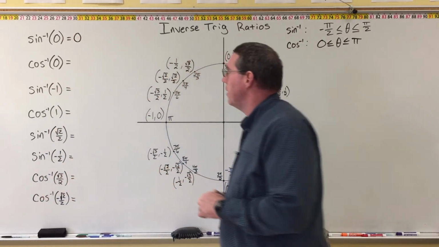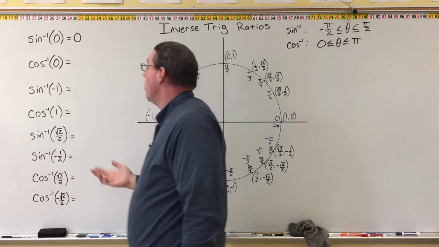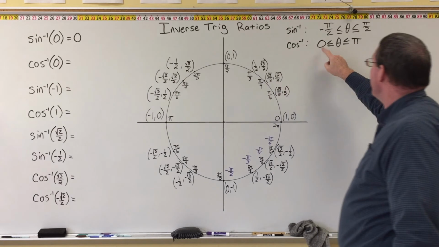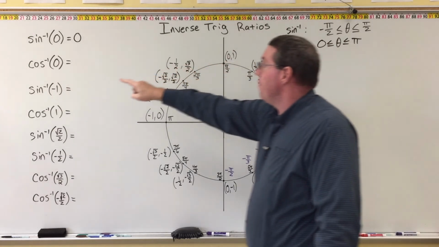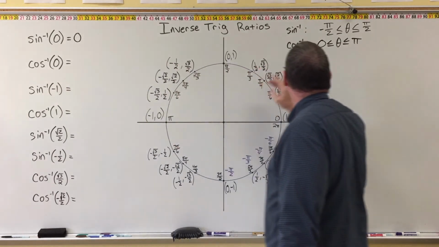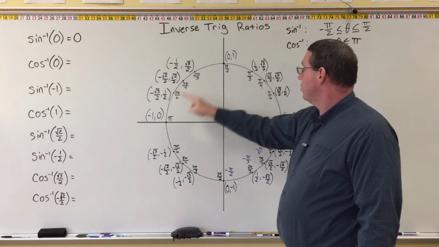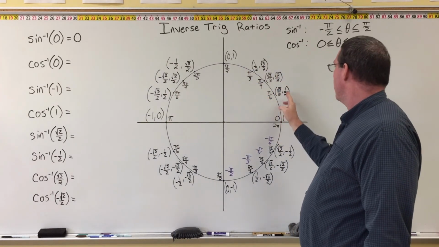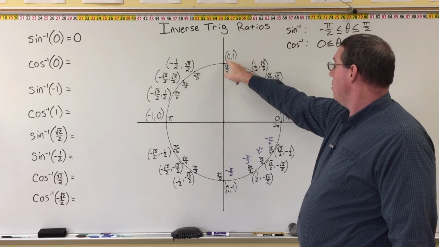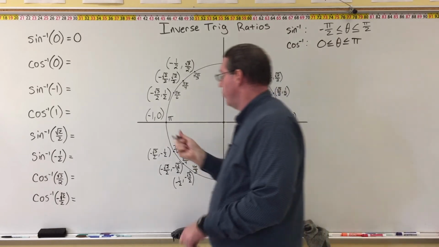Well, how about cosine inverse of 0? Now, this is saying what angle measure between 0 and pi gives you an x coordinate of 0. From 0 over to pi, somewhere in here, our x coordinate is 0. There's our x coordinate of 0, and therefore the answer is pi over 2.